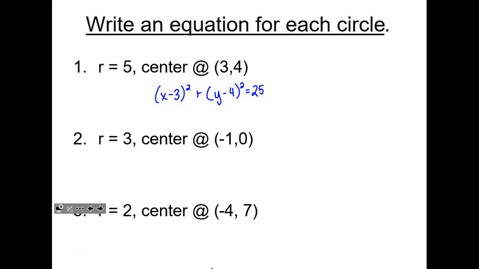Perfect. Okay. Use the opposite signs inside of the parentheses. Always a plus in between. R squared is 25 here. Okay. Lyra, what would the answer be for number 2?